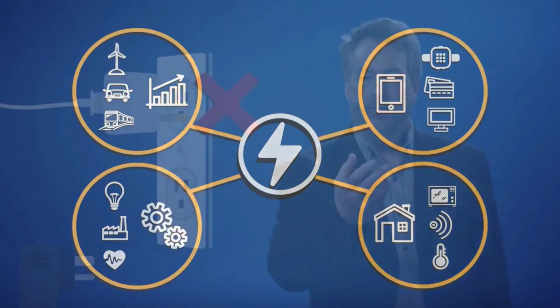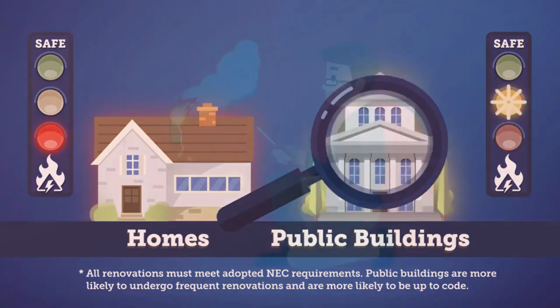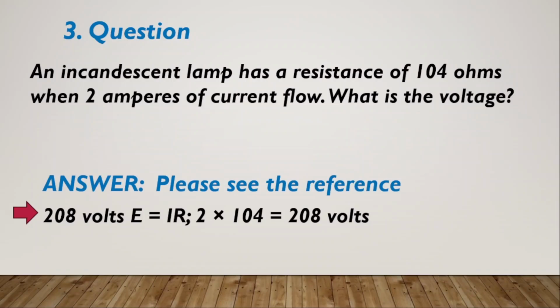Our topic for today, National Electrical Code, Chapter 2, Part 2, Electrical Calculations. Question number 3. An incandescent lamp has a resistance of 104 ohms when 2 amperes of current flow. What is the voltage? Please see the reference.